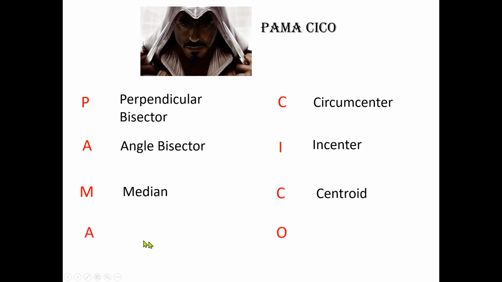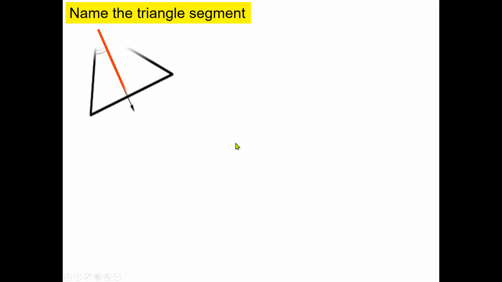And then A is altitude. Three altitudes create the orthocenter. Okay, these are triangle segments. These are points of concurrency. Okay, so what is the name of the red line segment or line? It's an angle bisector, right? It bisected the angle and created two angles that are congruent as it left.